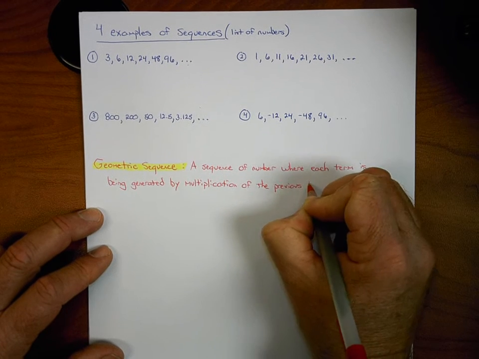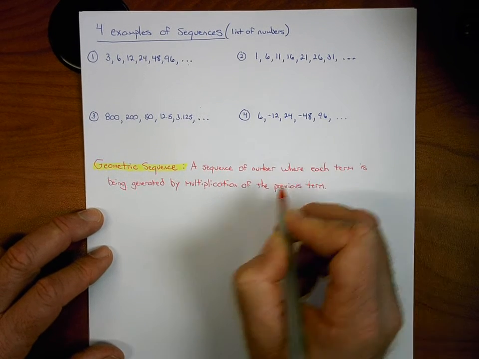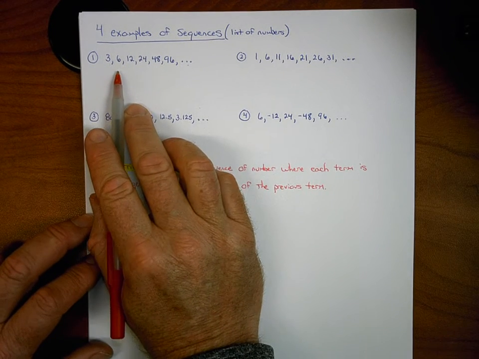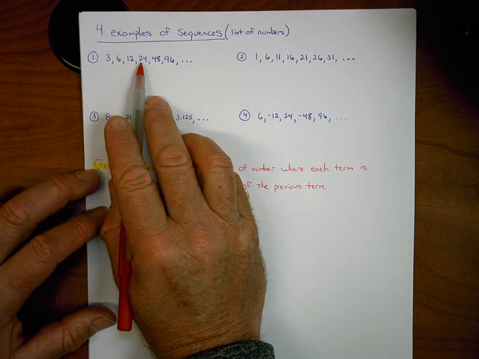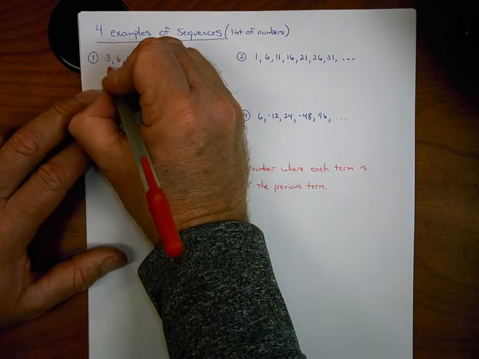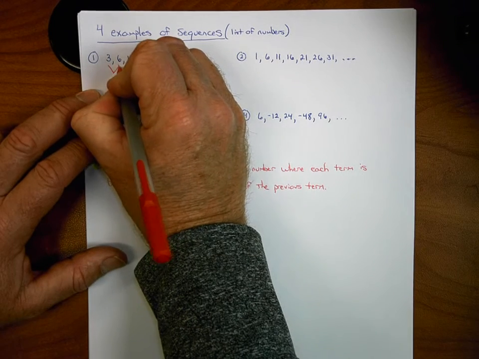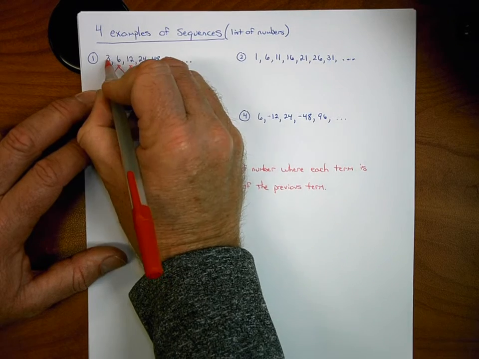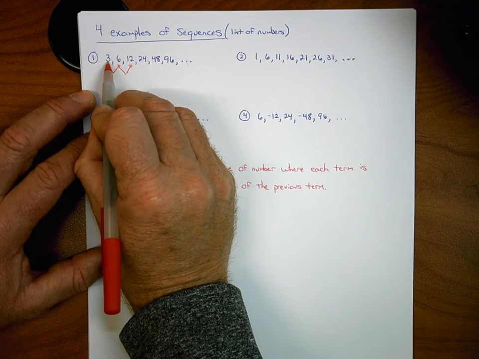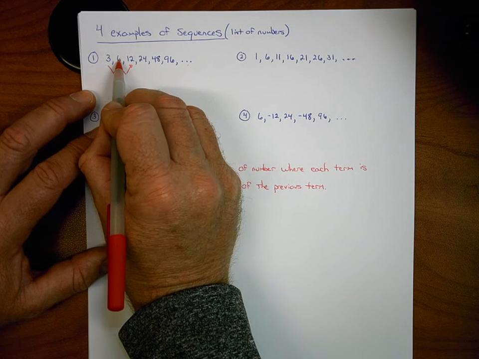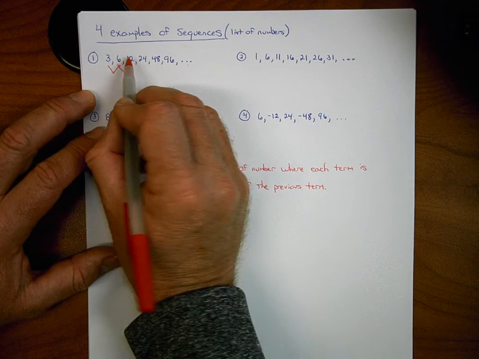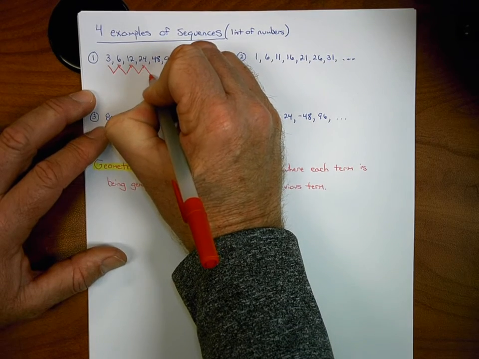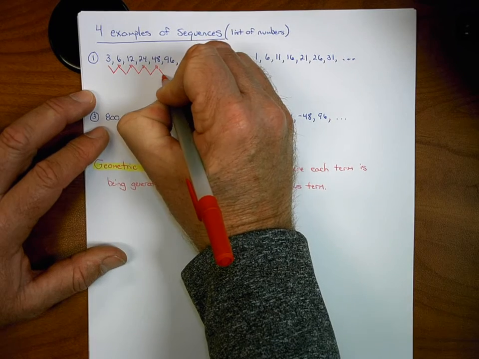All right, so if we look at number 1 right here, you can see we started at 3, then we went to 6, then 12, 24, 48, 96. So in this problem, we're increasing in value. Each number we call a term, by the way. So 3 would be called the first term, 6 would be called the second term, 12 would be called the third term, and so on. Each time I go from one term to the next term, I'm increasing in value.